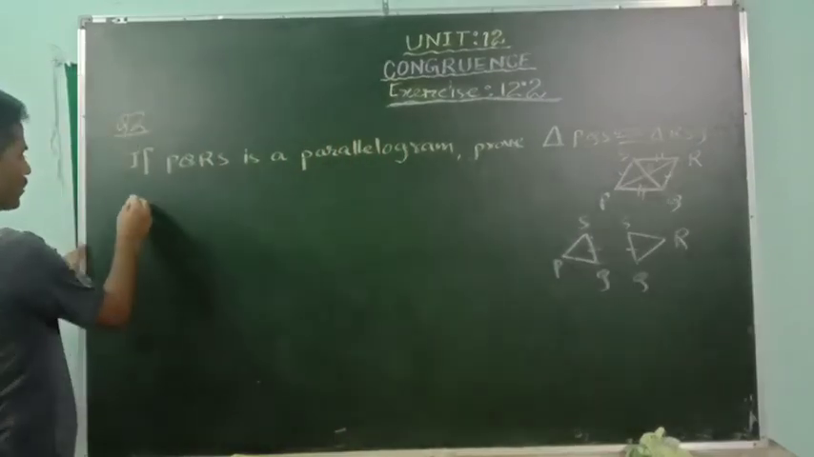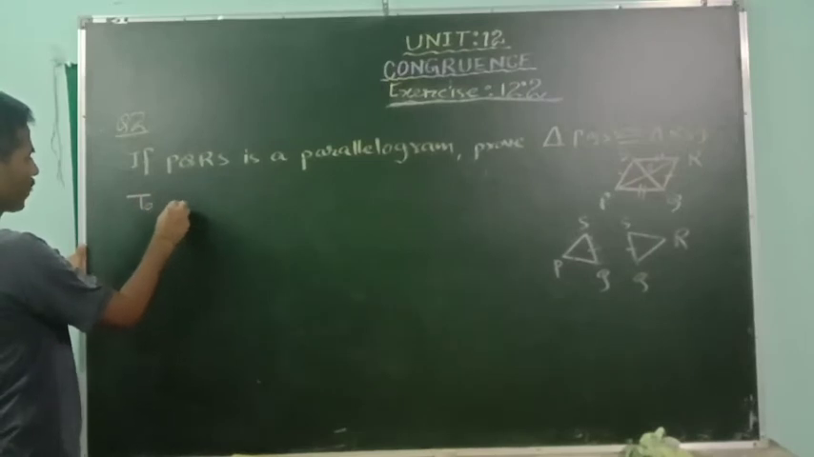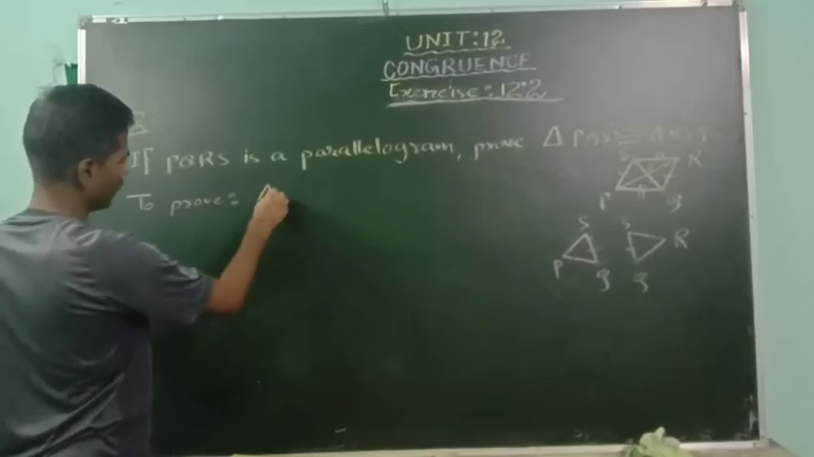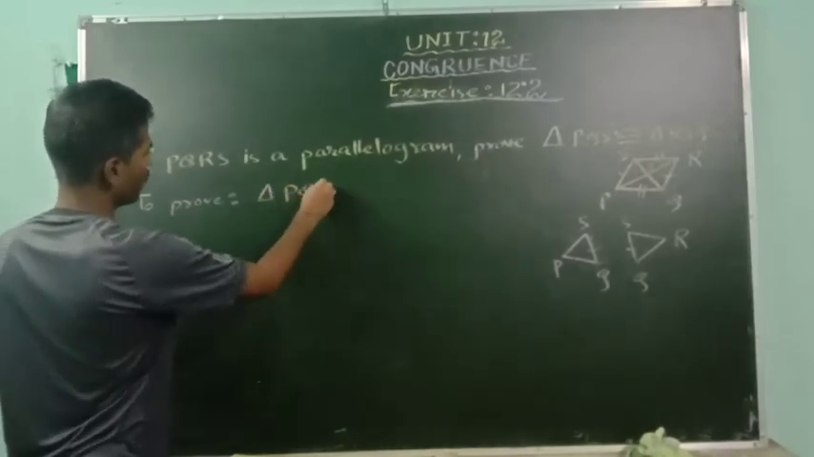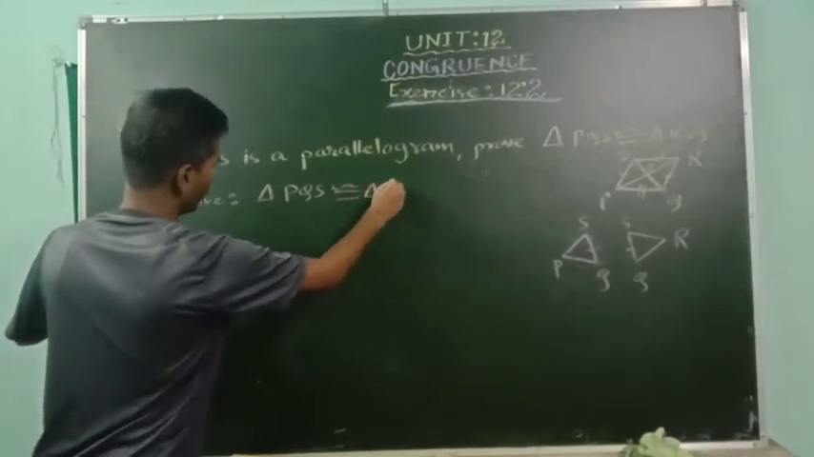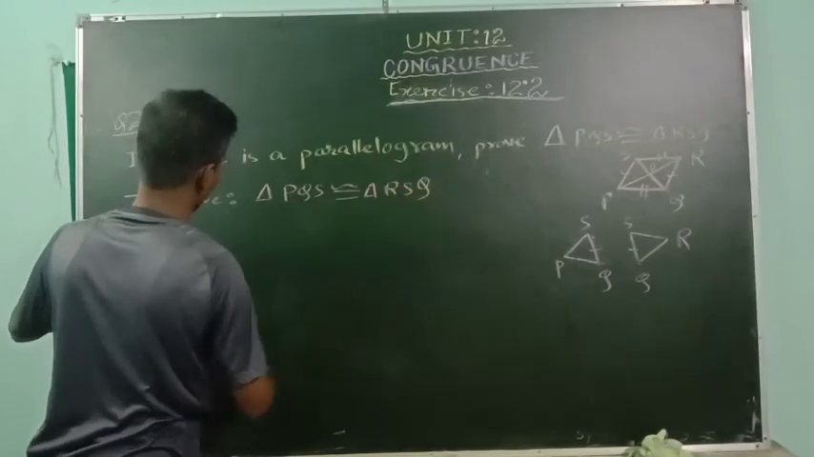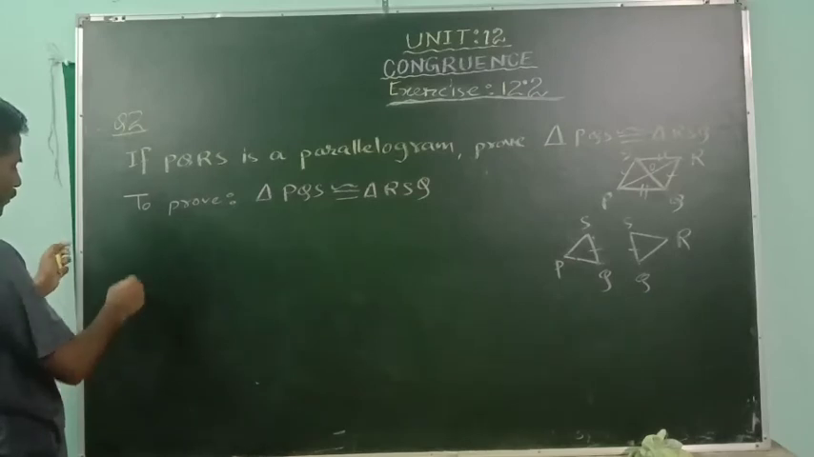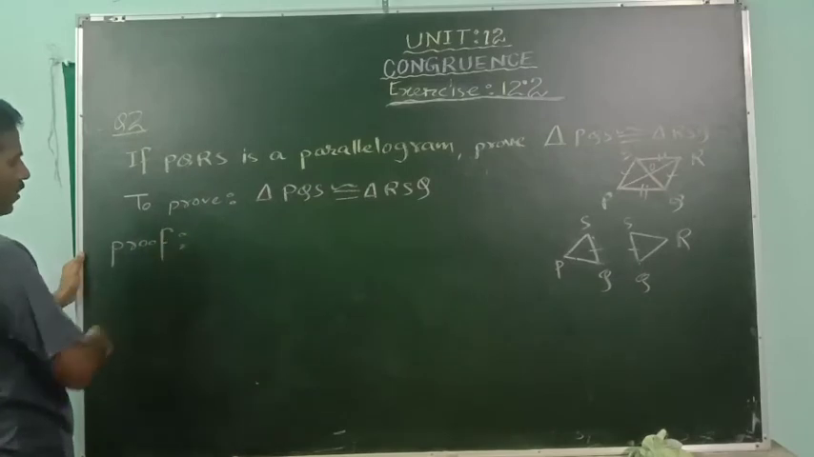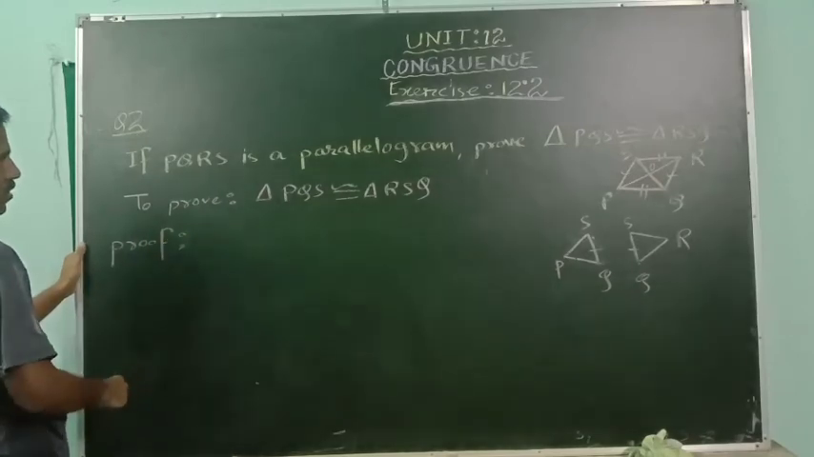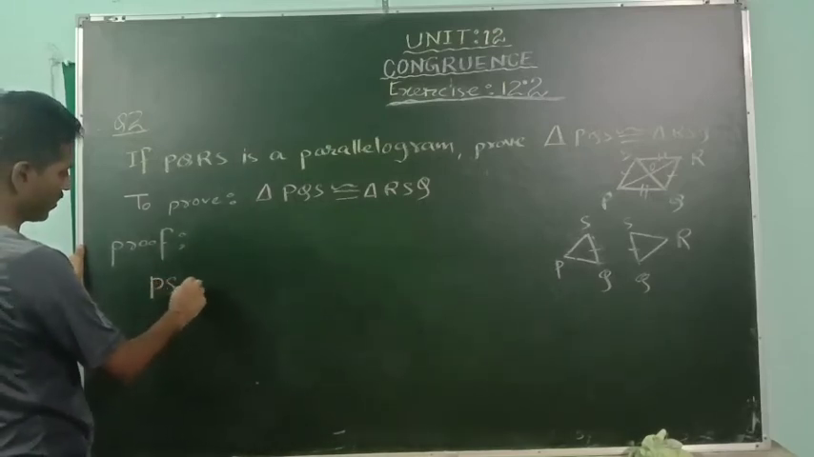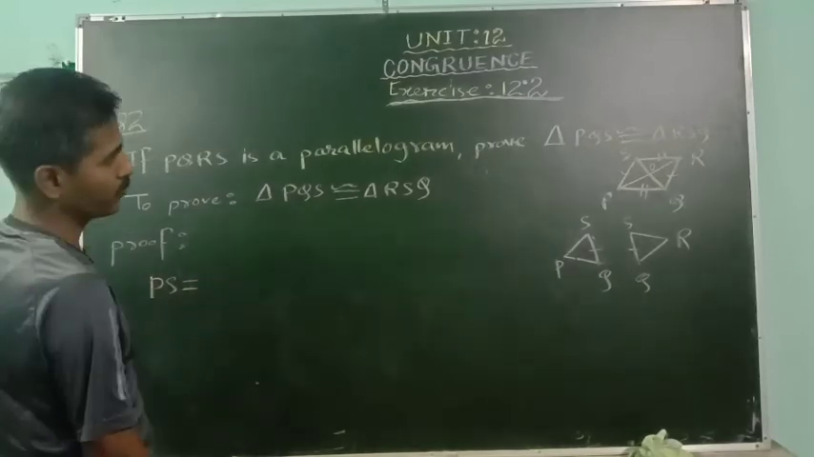We have to prove, what to prove? Triangle PQS is congruent to triangle RSQ. Now, proof. See what we'll do. PS equals QR.